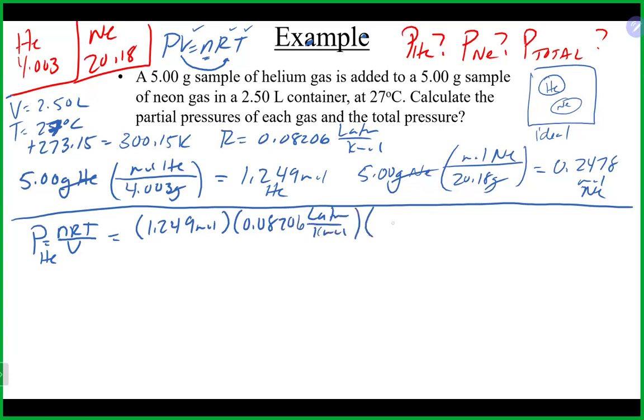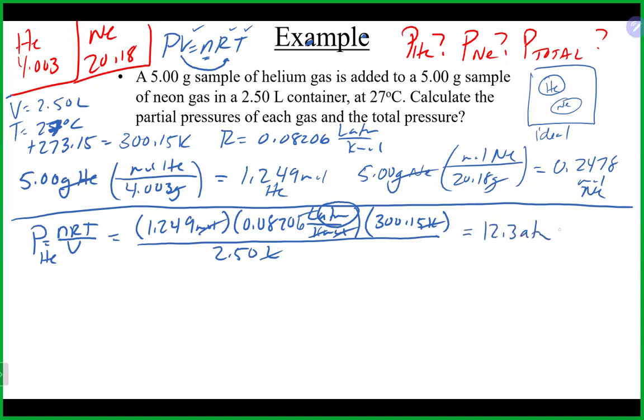We'll use our temperature, which we got, 300.15 Kelvin, all divided by our volume, which is already in liters, so that was good to go. Liters will cancel, moles will cancel, Kelvin will cancel. That's going to leave atmospheres as the only unit left that does not cancel. That will give us 1.249 times 0.08206 times 300.15 divided by 2.5. Going to give us about 12.3 atmospheres here.